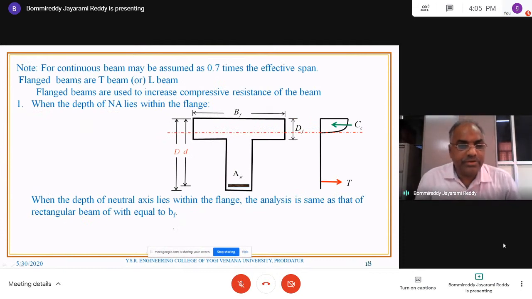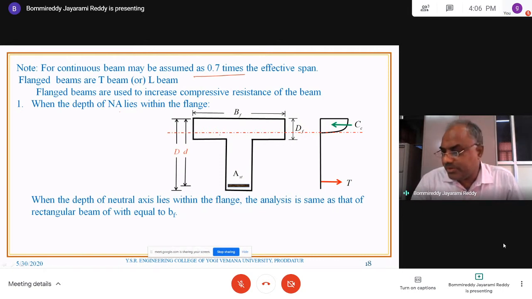Now let's go for the analysis like the previous case. What is the analysis? Of course, it is given for a continuous beam as 0.7 times the effective span. Now we are going for analysis. So in the analysis, you can imagine singly reinforced, doubly reinforced.